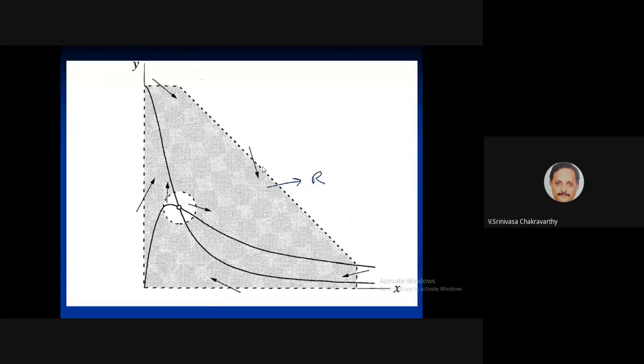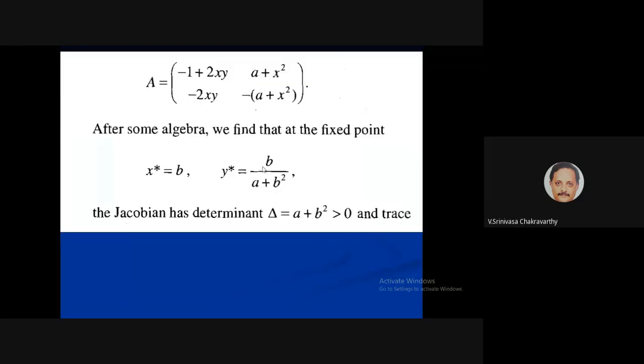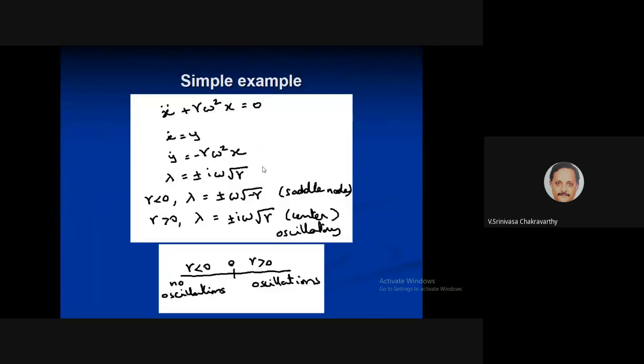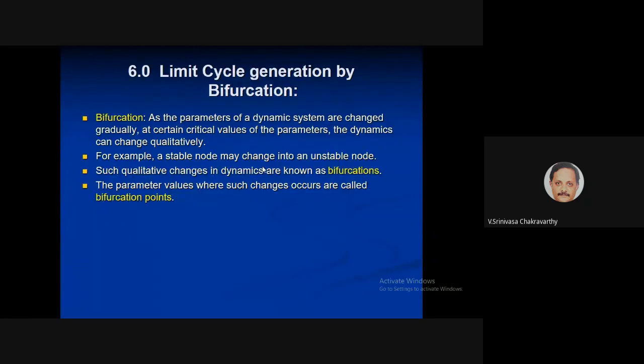There is one more way in which you can show limit cycles. That is by bifurcation, particularly a bifurcation called Hopf bifurcation. We'll look at that in the next class on Friday. And after that, we'll start the discussion of simplified neuron models.